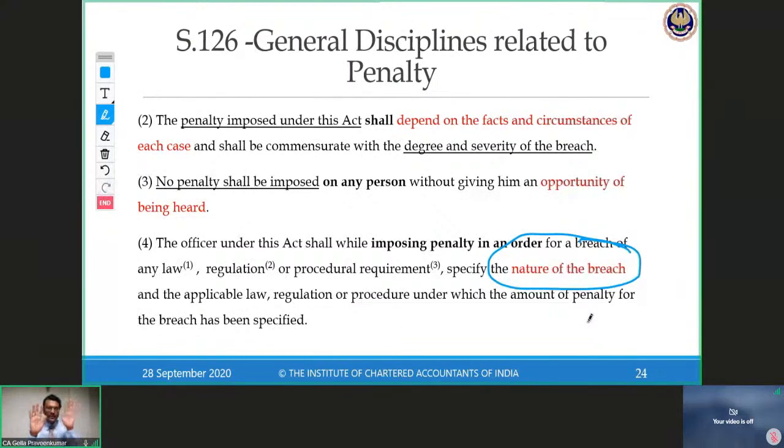The moment you receive a notice, don't panic. Please see what the officer is talking about. This reference, go back to the original section. What does the section say? What elements are there? Did he cover all those elements in the notice? And the applicable law, regulation or procedure under which the amount of penalty for the breach has been specified. Go to the specific applicability of the law or the regulation or a procedure under which the amount of penalty for the breach has been specified.